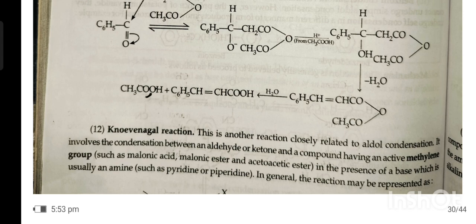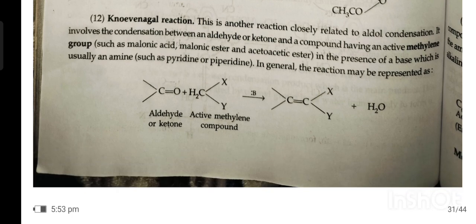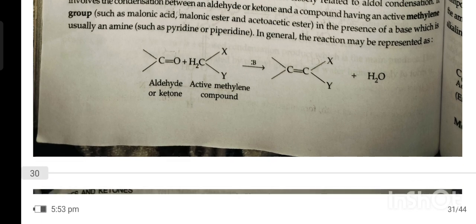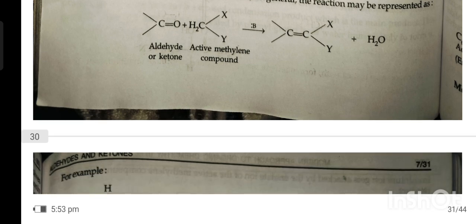12th, Knoevenagel reaction. This is another reaction closely related to aldol condensation. It involves the condensation between an aldehyde or ketone and a compound having an active methylene group such as malonic acid, malonic ester, and acetoacetic ester in the presence of base, which is usually an amine such as pyridine or piperidine. In general, the reaction may be represented as aldehyde or ketone plus active methylene compound in the presence of base giving this final product.